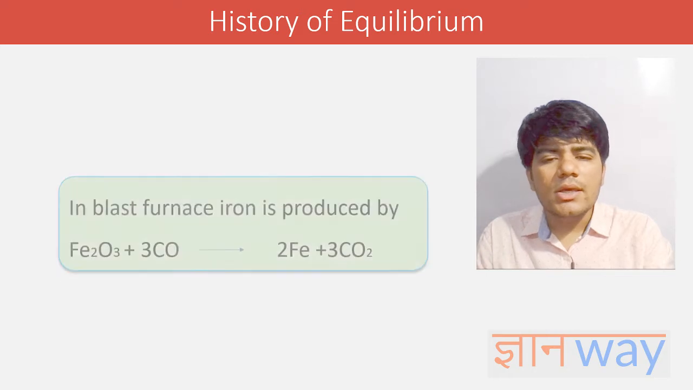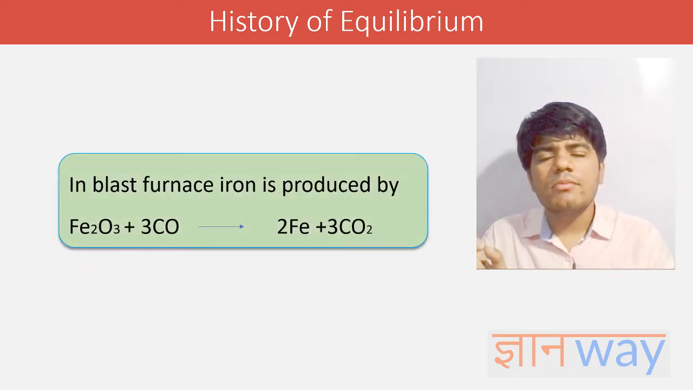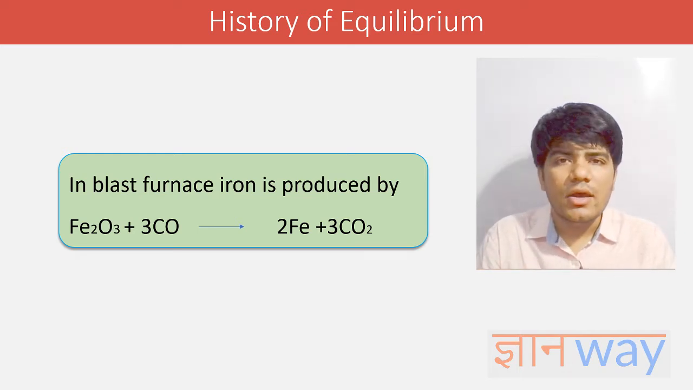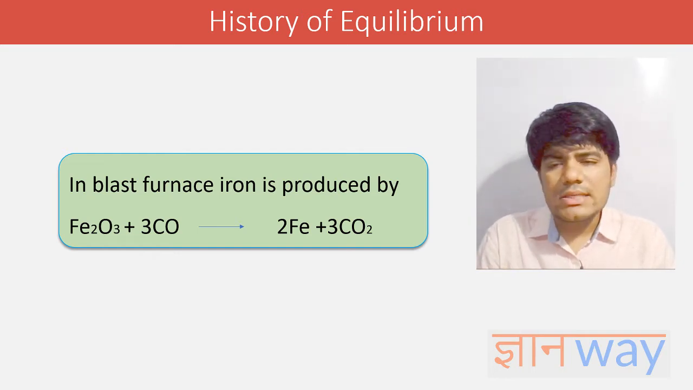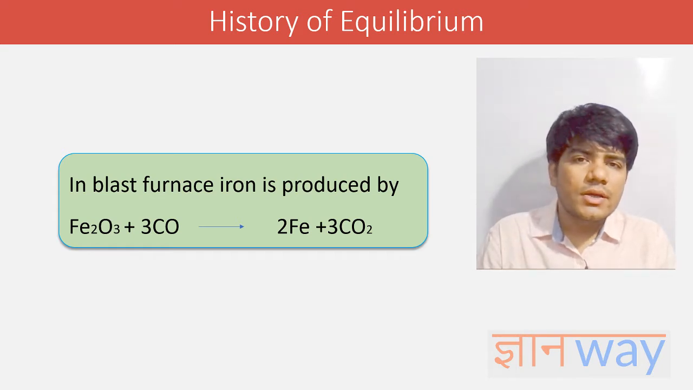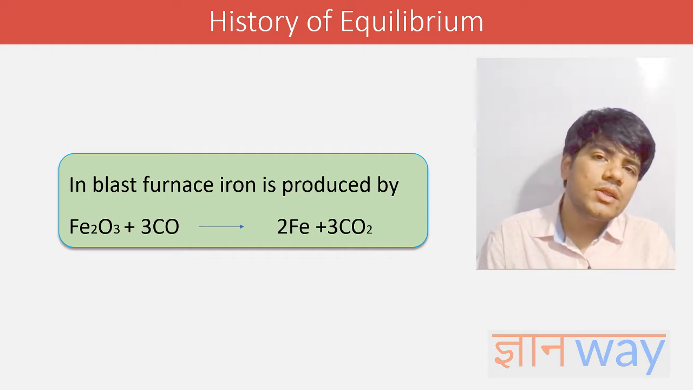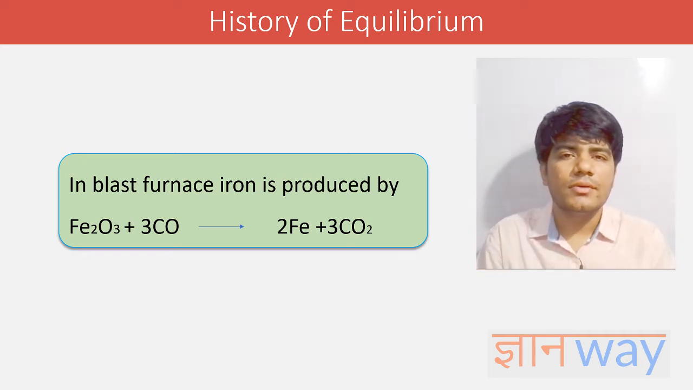So in the early years of the development of blast furnace technology, blast furnace technology is typically used to make iron: Fe2O3 reacts with carbon monoxide to form iron plus CO2. So when this reaction was taking place in a furnace, scientists observed that there was still some carbon monoxide in the product, and 100% conversion was not attained.